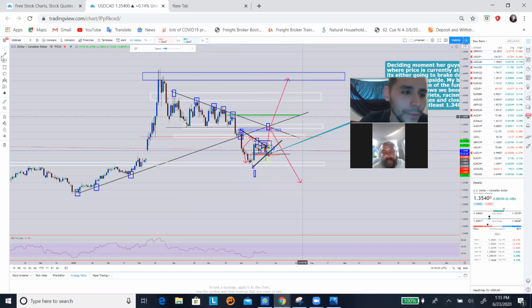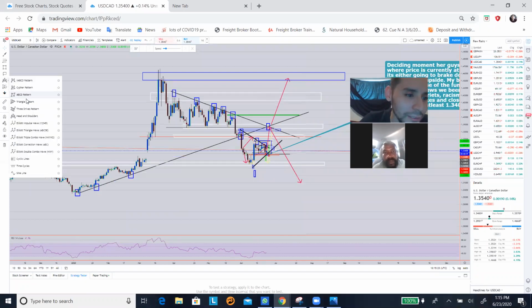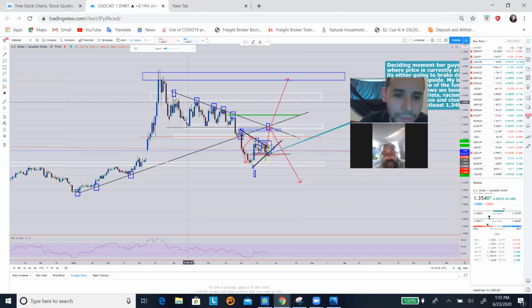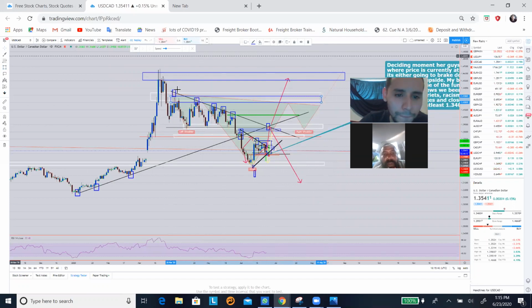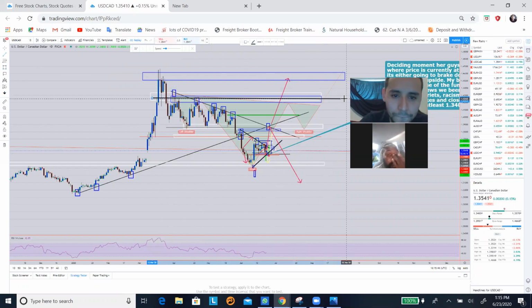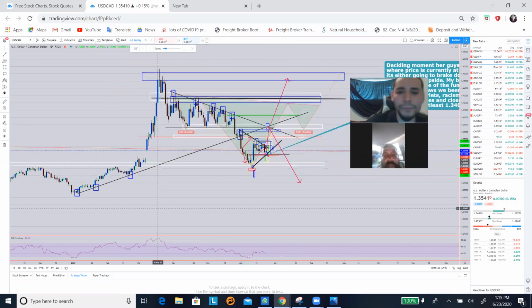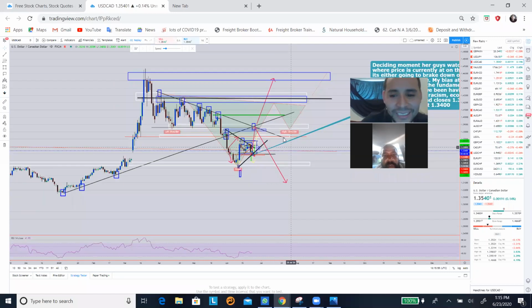So I just wanted to do this real quick. Spotting the inverse here, right? Potentially, if price breaks out of this initial high right here, for the inverse. This is looking like gold right now, right? This is looking like gold right now.